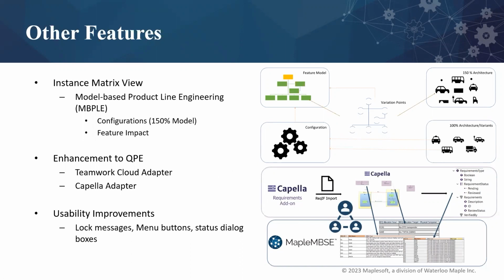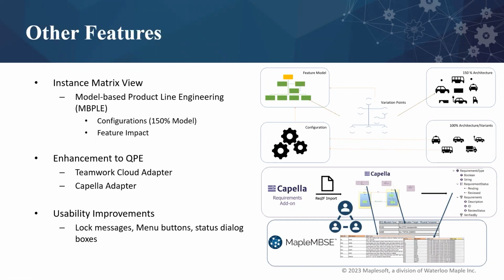So you can import requirements if you already have them in your traditional tools. You can import them to MapleMBSE. You can define the requirement types and so on, and then you can save your changes to the Capella model, and then you could retrieve the same information. You can link the requirements to different Capella elements, review the traceability of the Capella elements with the requirements add-on, and so on.